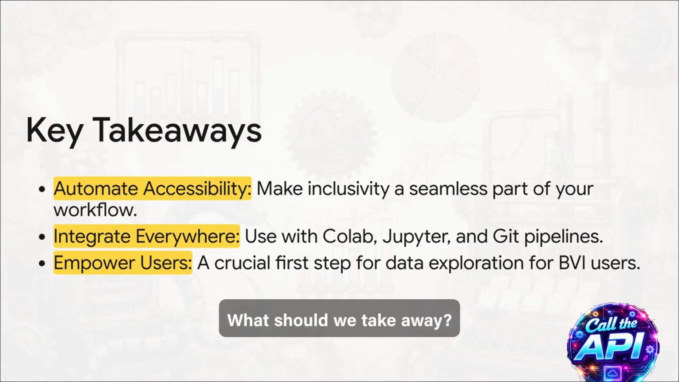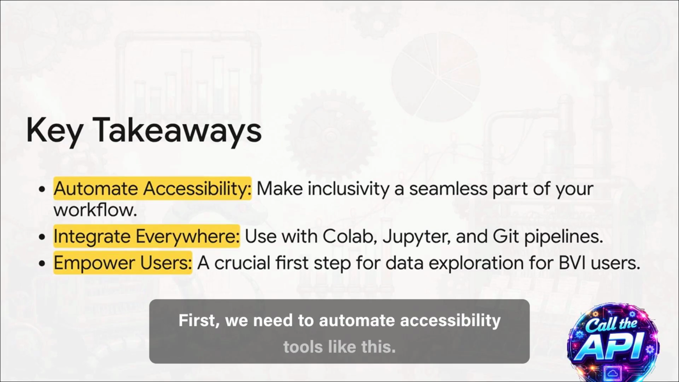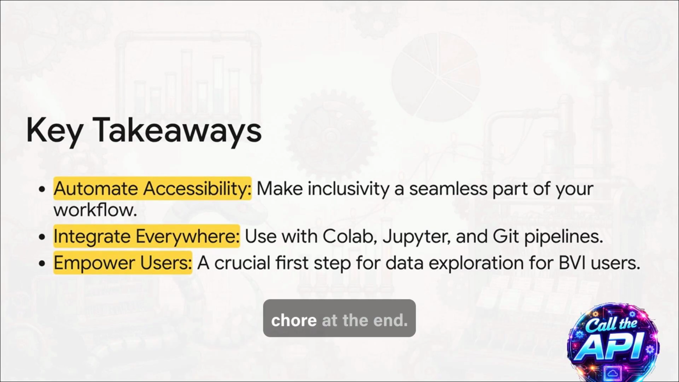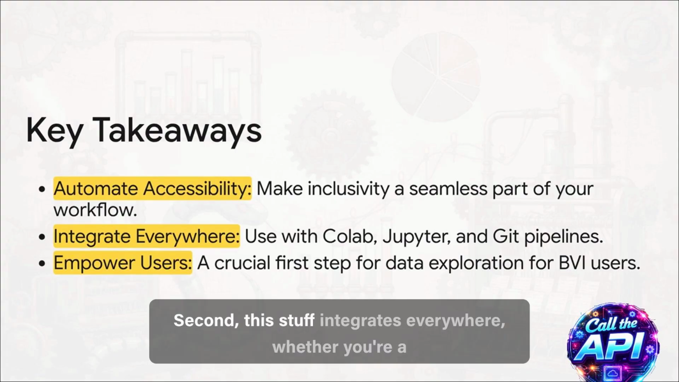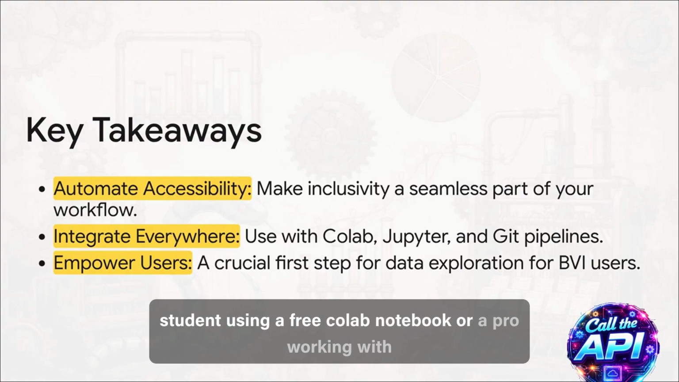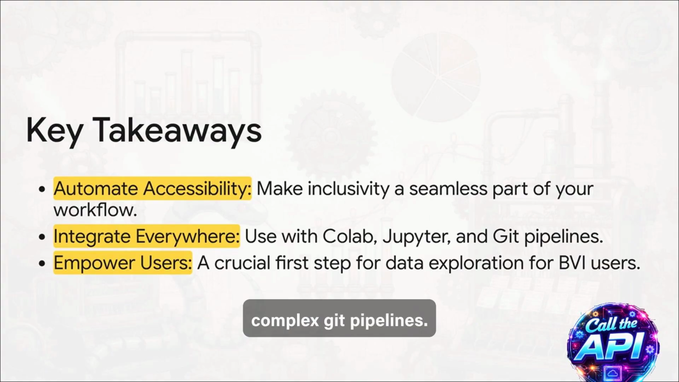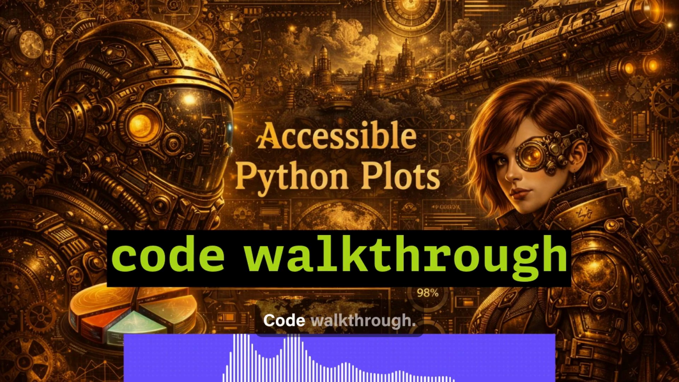So what's the bottom line here? What should we take away? First, we need to automate accessibility. Tools like this make it a seamless part of what we do, not some extra chore at the end. Second, this stuff integrates everywhere, whether you're a student using a free Colab notebook or a pro working with complex Git pipelines. And finally, and this is the most important part, this empowers people. Alt text is that crucial first step that allows blind and visually impaired users to start exploring data and discovering stories for themselves.